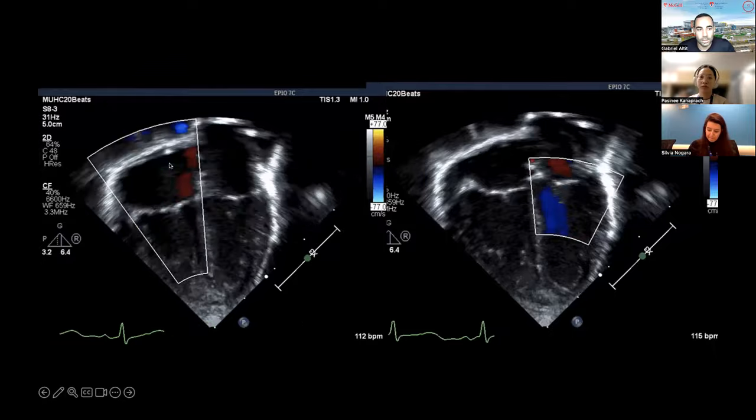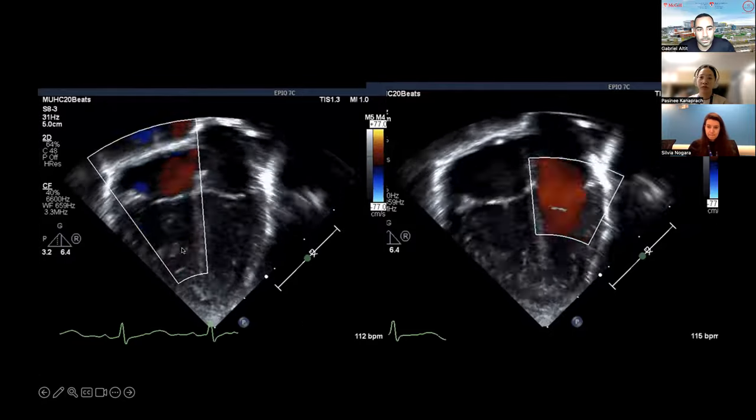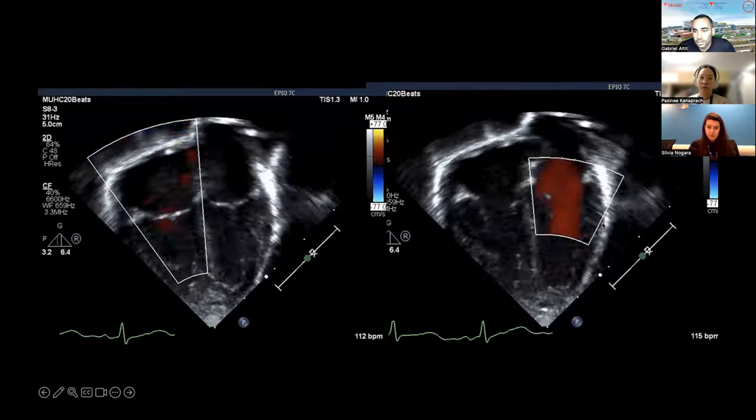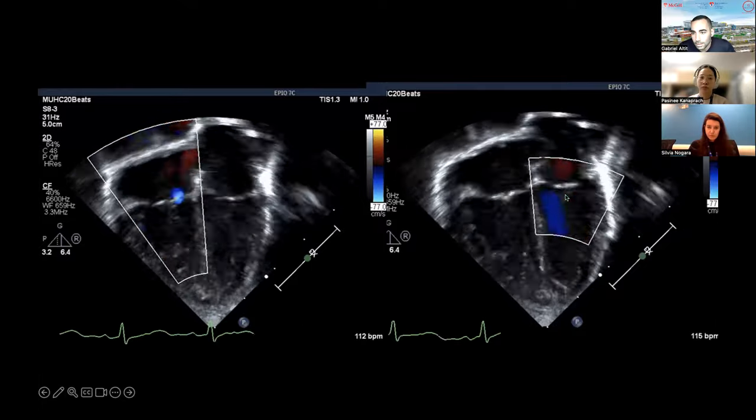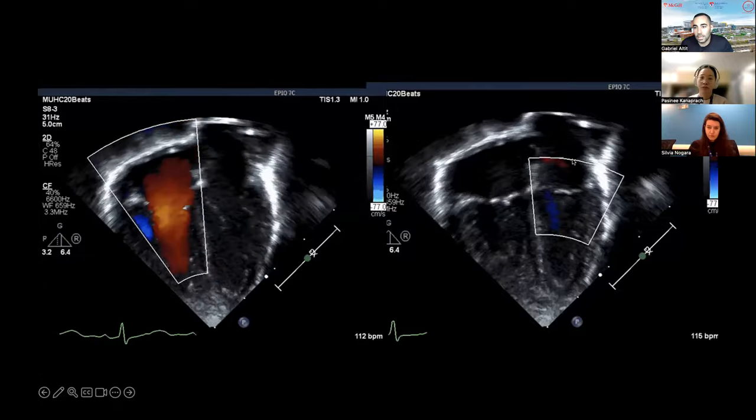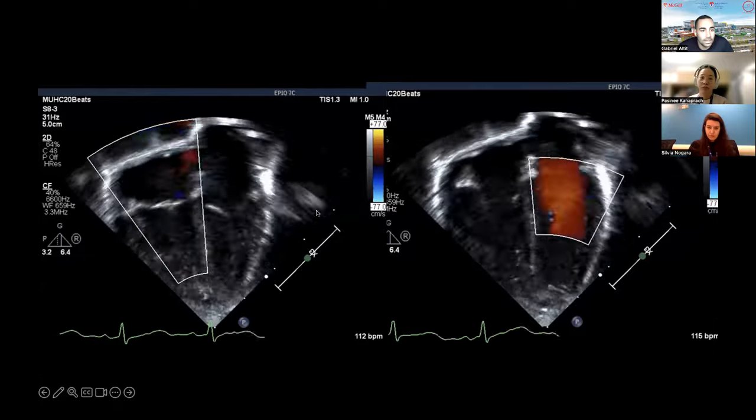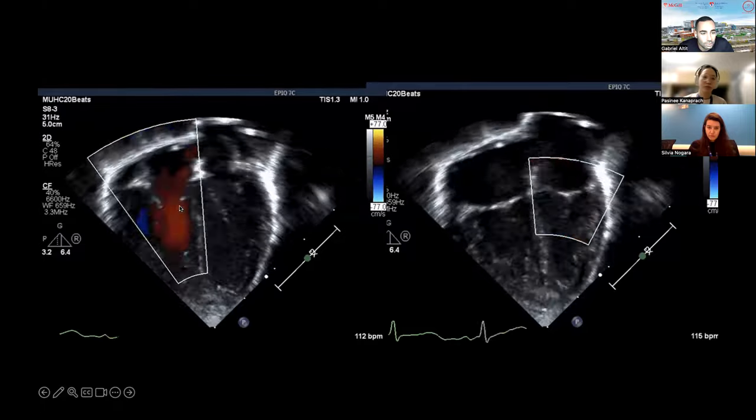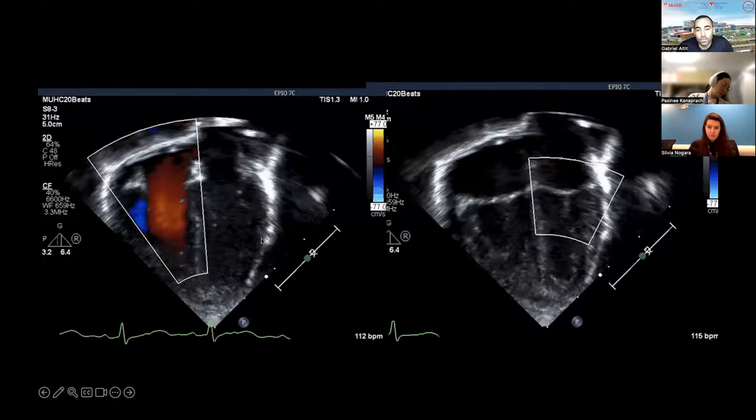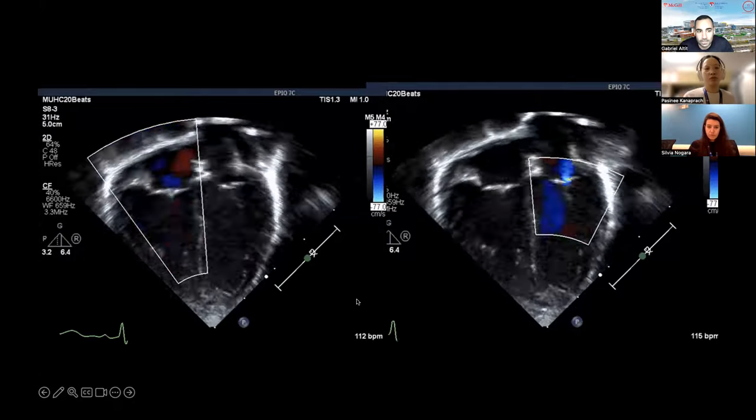So the inflow is supposed to go from the atrium towards the apex. So it's supposed to be red because it's going towards the probe. And here you can see there is a trace of mitral insufficiency because it's blue when the valve is closed. So there is a bit of blood regurgitating into the left atrium. And then here a trace of tricuspid regurgitation, which is blue during the valve closure. And those valves close in systole.